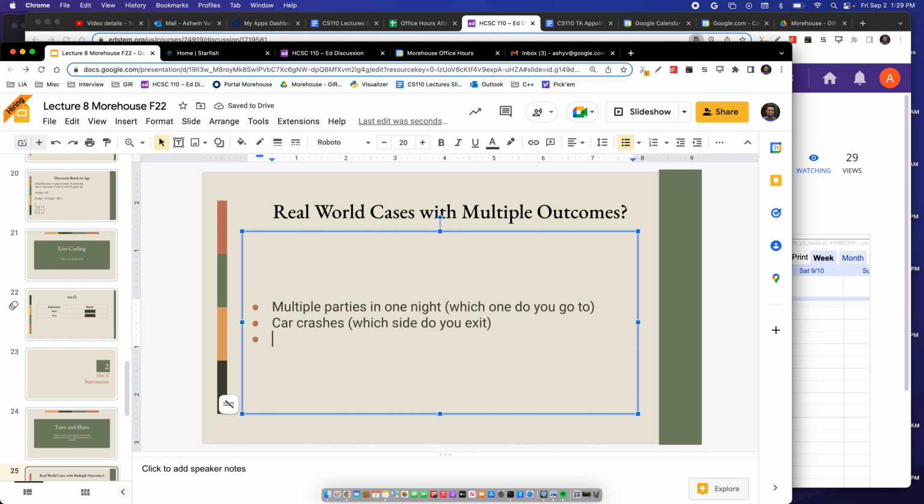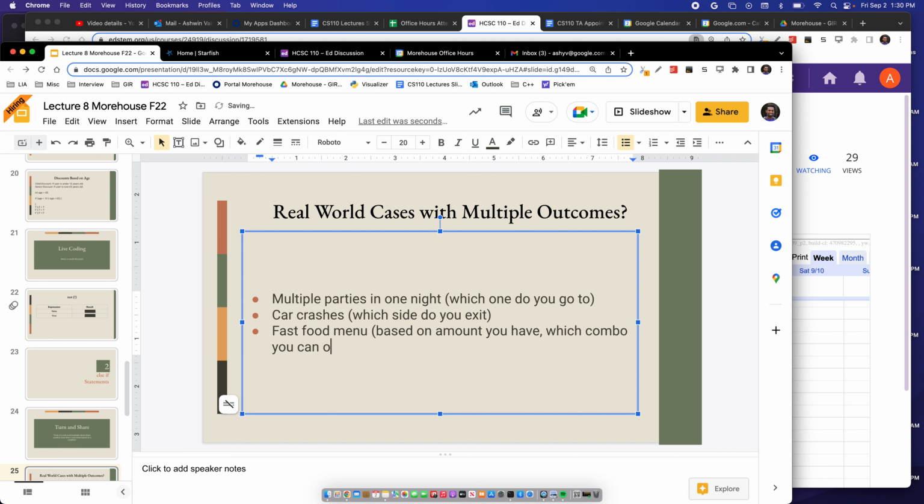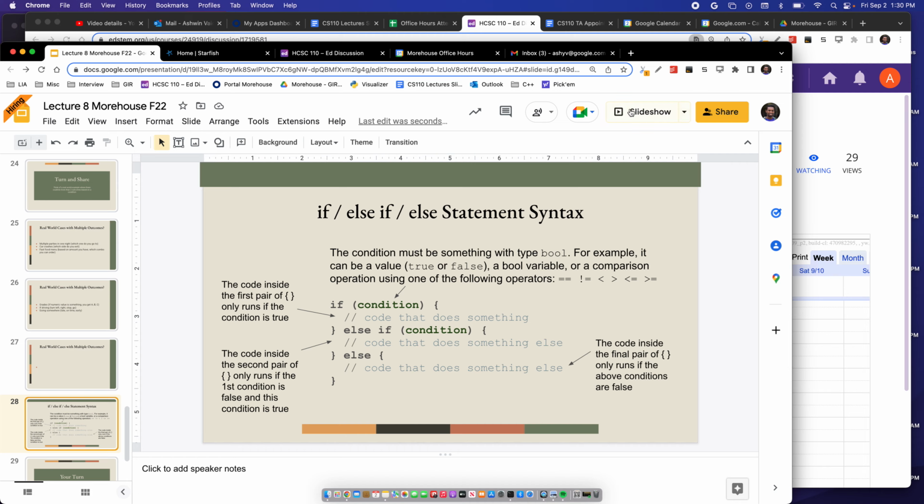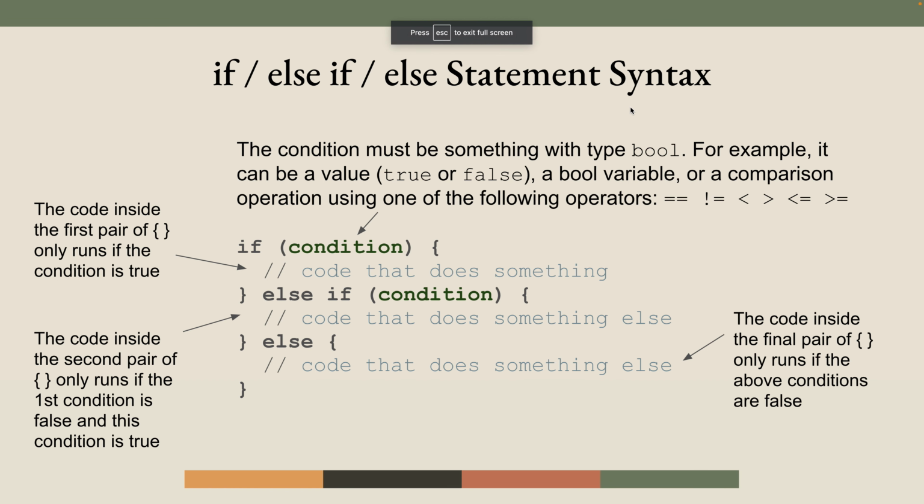A fast food menu. Depending on how much money you have, you get number 1 or number 5. Yep. Based on the amount you have, which combo you can order. Sweet. So this isn't like, oh, you can only get number 1 or you can't get anything. It's like maybe you can get combo 1, or if you don't have enough for combo 1, you can get combo 3, right? Sweet.